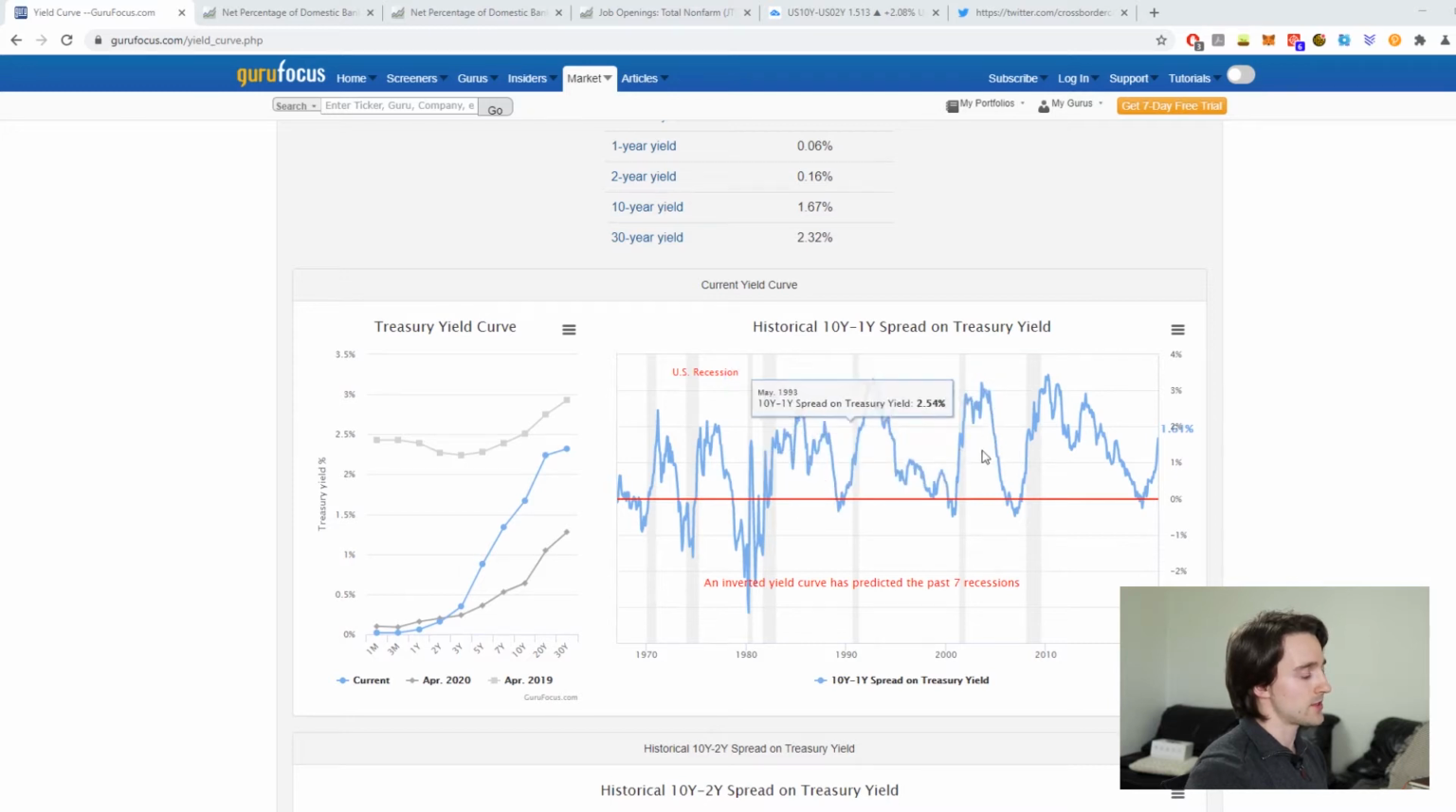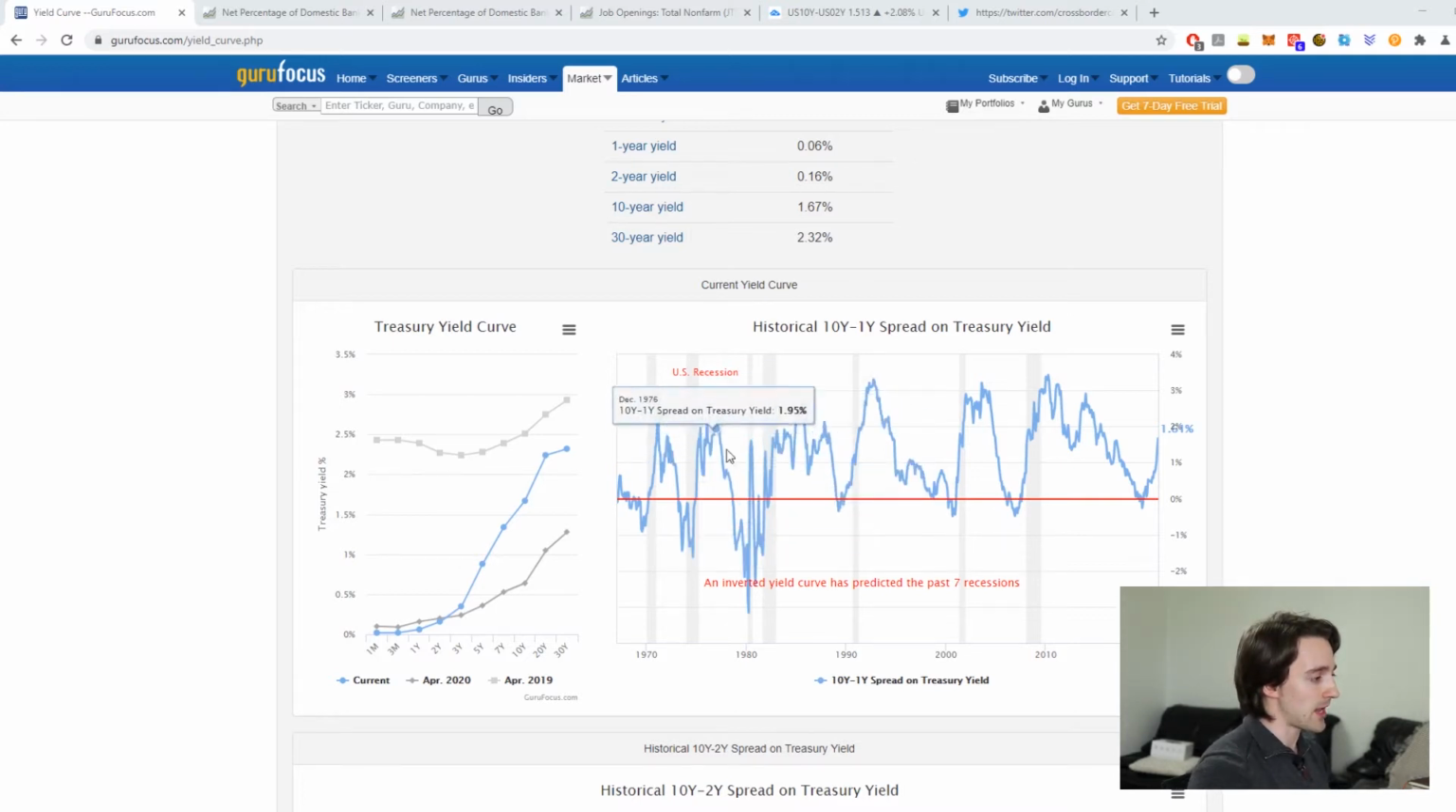On the right here, this shows you the yield curve over a longer time frame and how the inversions have always preceded recessions. So in this case, it's saying it's predicted the past 7 recessions. And this is the 10-year and 1-year spread. So you're taking the 10-year yield and subtracting it from the 1-year yield. And when that subtraction goes below 0, so when the 10-year is yielding less than the 1-year, that's when the yield curve is officially inverted, meaning you're making more money lending your money to the government for 1 year than you are lending your money to the government for 10 years.